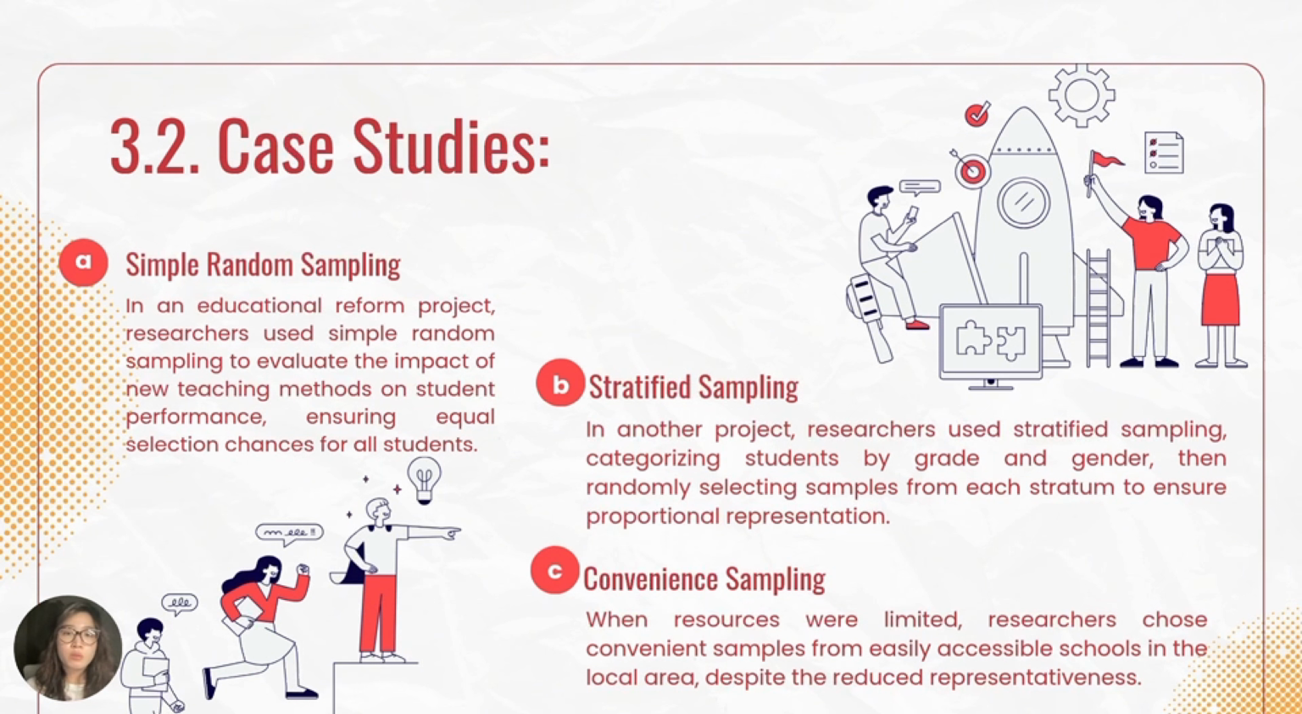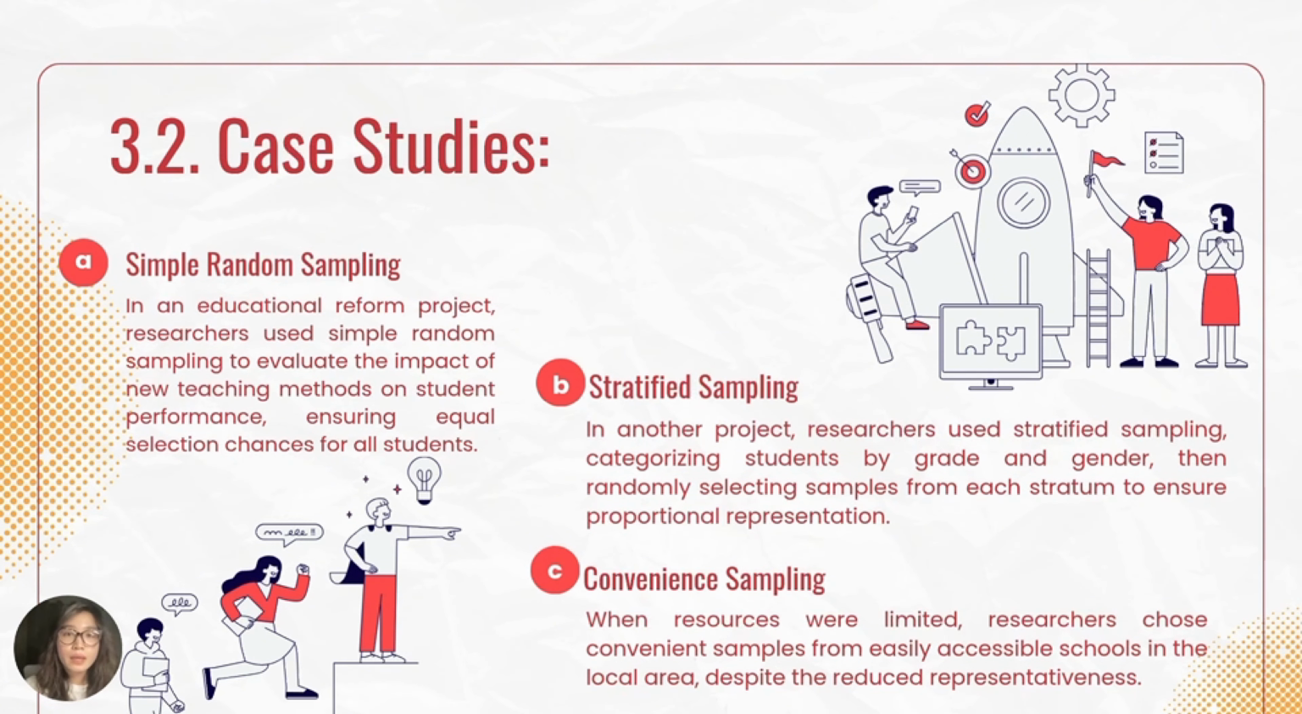By using simple random sampling, they ensured that the sample was representative of the entire student population, allowing them to make valid generalizations about the effectiveness of the reform.